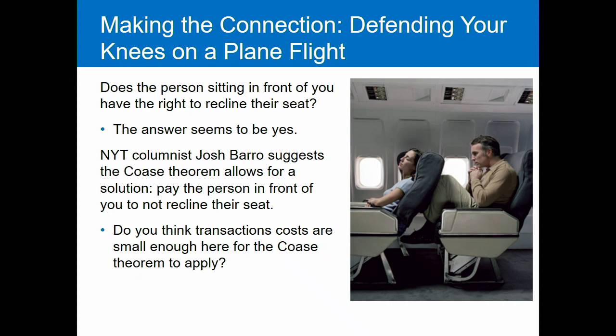So there was a New York Times columnist who suggested to use the Coase theorem in these situations. Pay the person in front of you to not recline their seat if it's taking up too much of your legroom. So what do you guys think? Do you think transaction costs here are small enough for the Coase theorem to work?